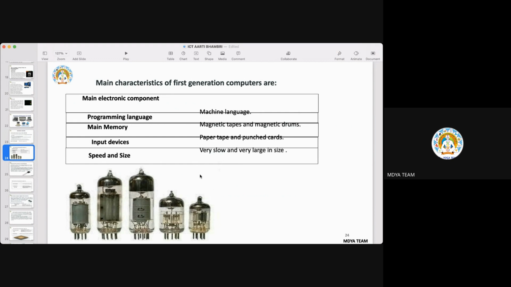And input devices are paper tapes and punched cards. And speed and size: large in size, and speed is very, very slow. So vacuum tubes are shown in here. You can see.